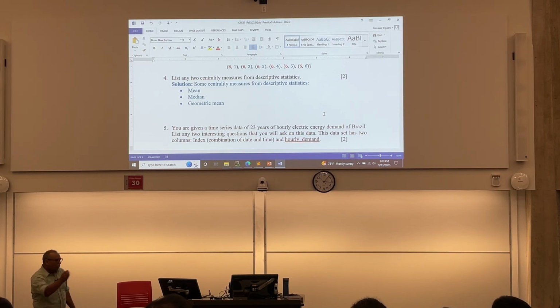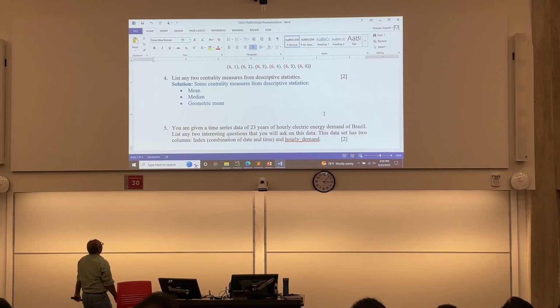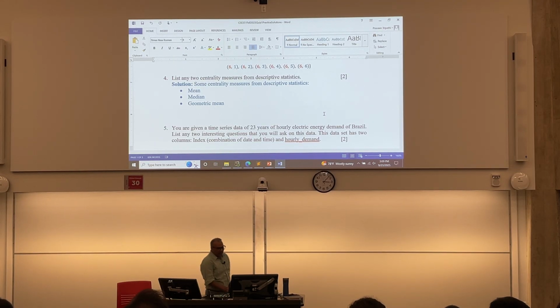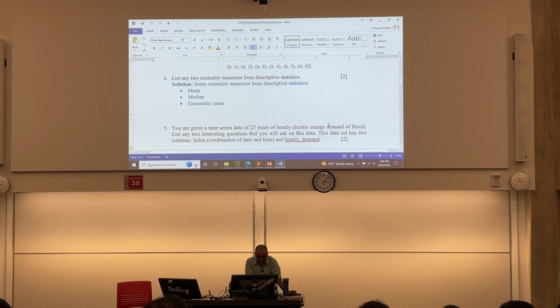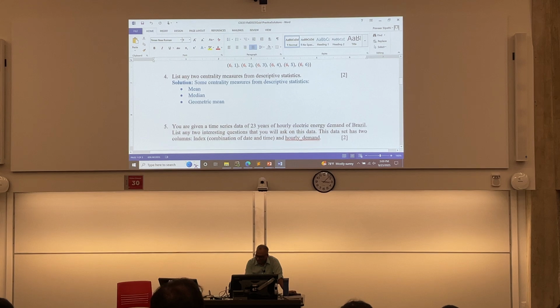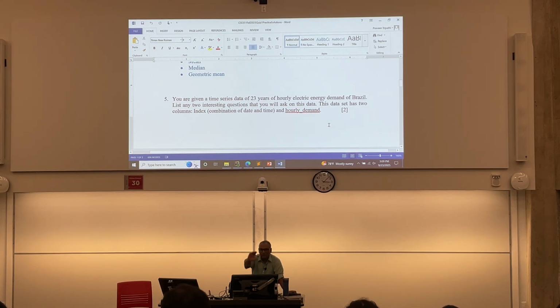How can we ask an interesting question on the data? Here the question is that you are given the time series data for 23 years of hourly electric energy demand of Brazil. List any two interesting questions that you will ask on this data. This data has two columns. The first column is the combination of date and time, and the second is hourly demand. Now, your questions could be different, but your questions should be interesting.